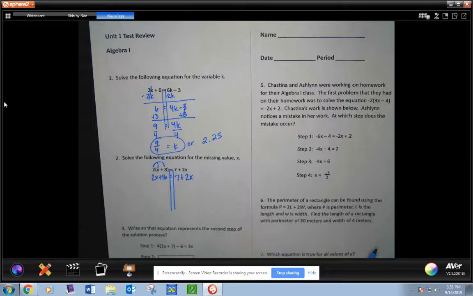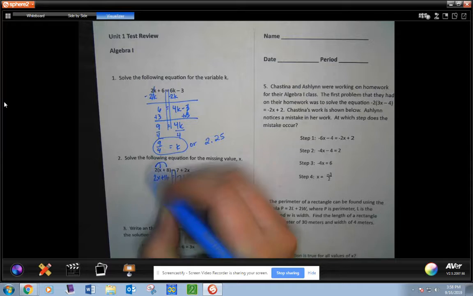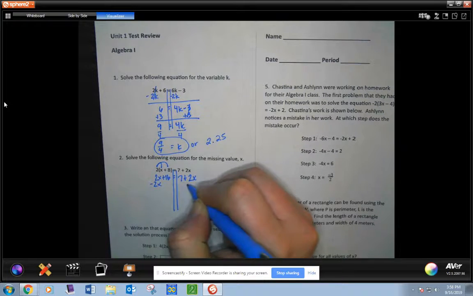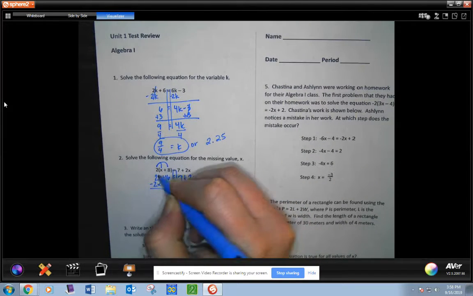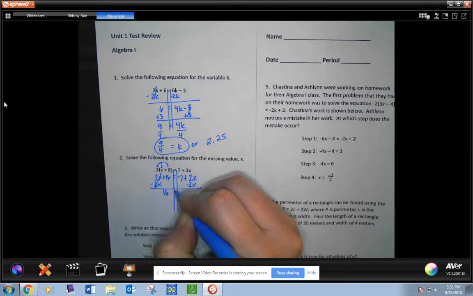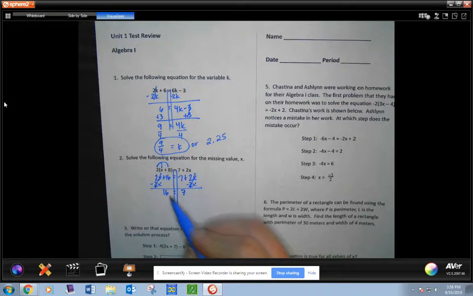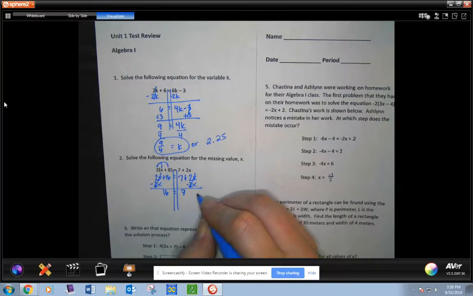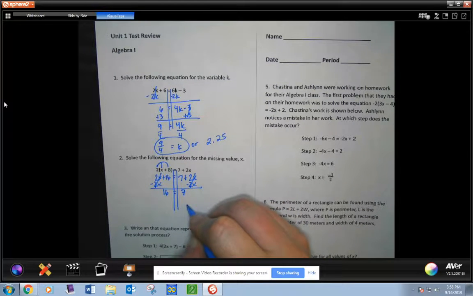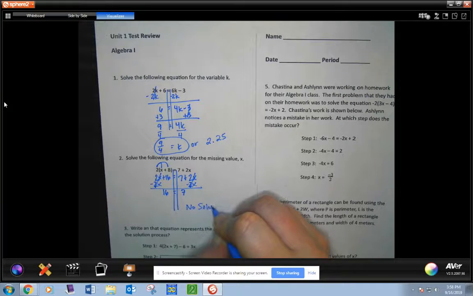I'm going to move my smaller variable. Well, the variables are the same, so it doesn't matter which one you pick. You're going to subtract them. 2 minus 2 cancels and leaves me with 16. 2 minus 2 cancels and leaves me with 7. 16 does not equal 7, so this is a false statement, so my answer is no solution.